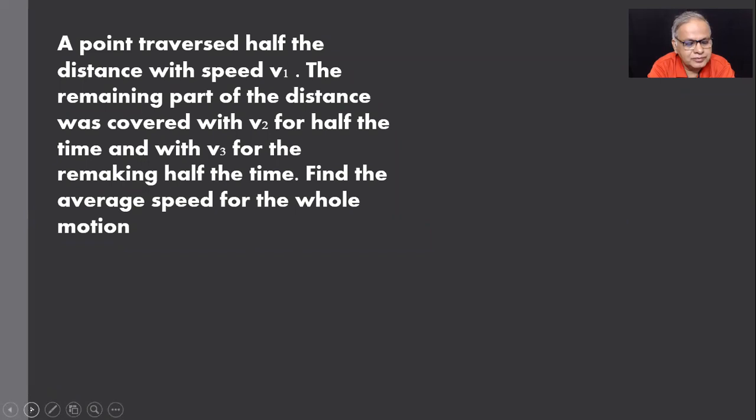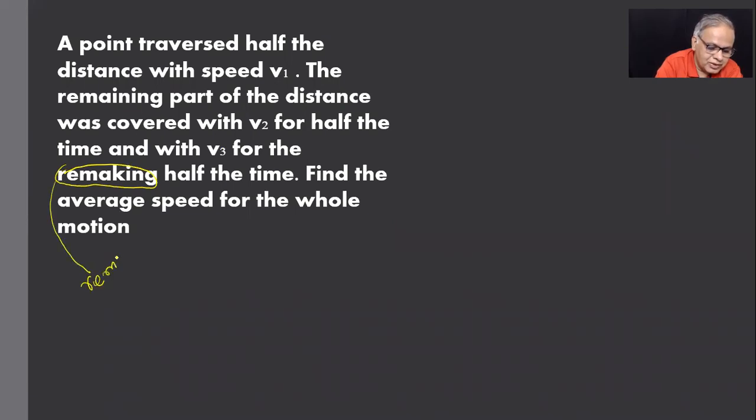Pranav, read the question. A point traversed half of the distance with speed v1. The remaining part of the distance was covered with v2 for half of the time and with v3 for the remaining half of the time. Find the average speed for the whole motion. This is a print mistake, children. Remaining, this is okay. The spell check corrects it like that. Auto correct is there, no? That keeps changing things funnily. This is remaining, but a little slow. Pranav, a point traversed half the distance with speed v1.